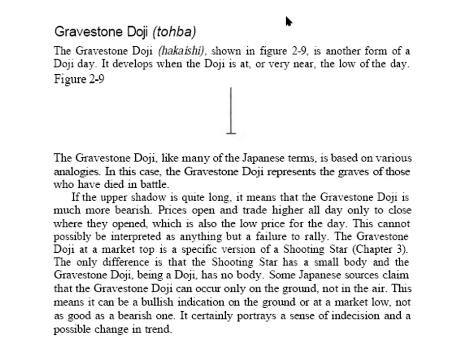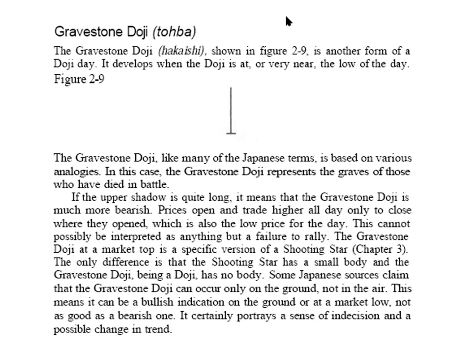So that's why it's called gravestone doji. If the upper shadow is quite long, it means the gravestone doji is much more bearish. Prices open and trade higher all day long, only to close where they open, which is also the low price of the day. This cannot possibly be interpreted as anything but the failure to rally.